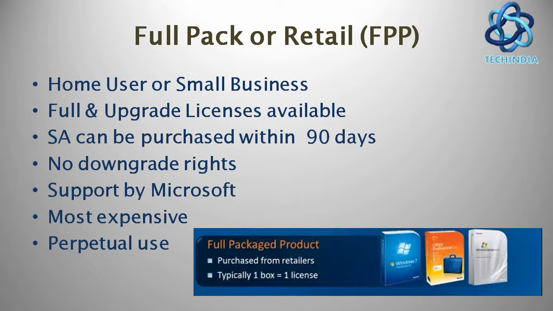That means when you buy a license, from that particular date up to the next 2 years, whatever next version they release will be free of cost. You can upgrade without paying. After SA expires, the upgrade will not be available; you should purchase it. So that is the advantage of SA, software assurance. Next, here there are no downgrade rights. You don't have downgrade rights.